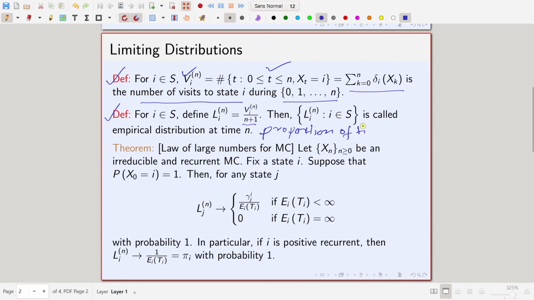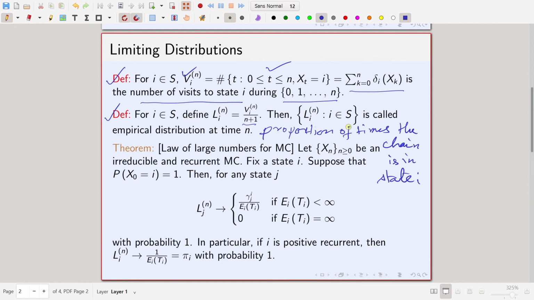of times the chain is in state i, because Vi(n) is the total number of visits between 0, 1 up to n, and then I divide by the total time. So I get the proportion of times the chain is in state i. Fine. So that I call li(n), and there is another name to it. It is also called the empirical distribution at time n.